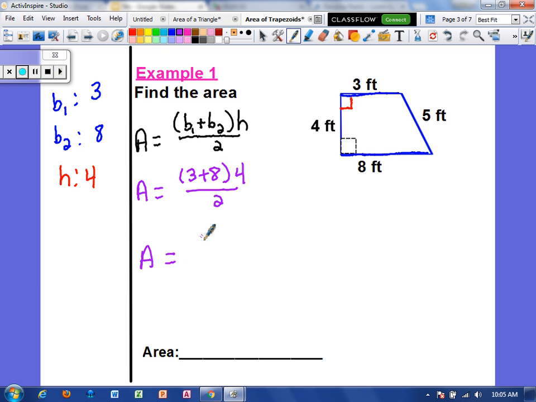Alright, let's solve parentheses first. 3 plus 8 is 11. So that would be 11 times 4 divided by 2. We know that 11 times 4 is 44. And 44 divided by 2 equals 22. So the area is 22 feet squared.